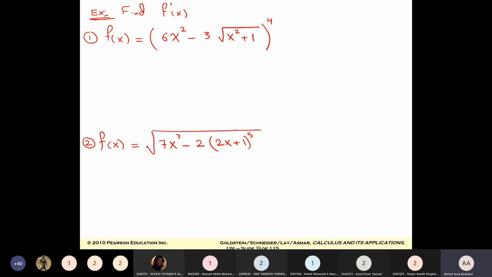Okay. For the first one, how can we find the derivative of 6x squared minus 3 multiplied by radical x squared plus 1, all to the power 4? Okay. Now, the solution, f prime.